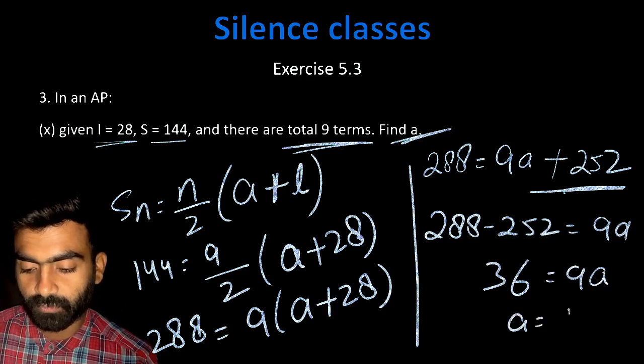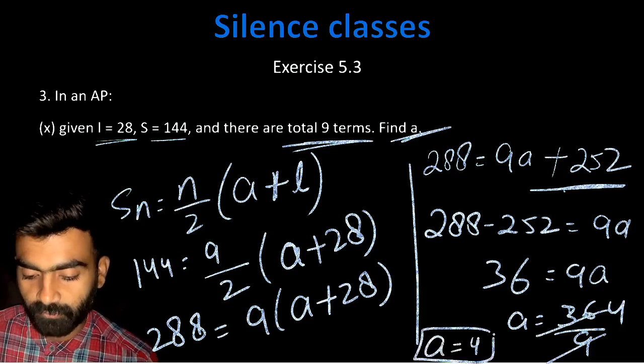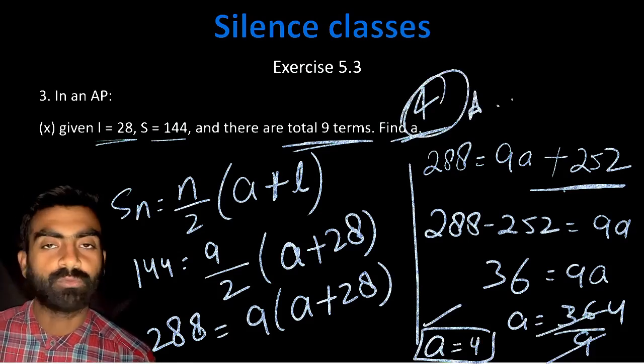So a equals 36 upon 9, and 4 nines are 36, so we will get a equals 4. So a equals 4 is the answer. I hope you guys understood.